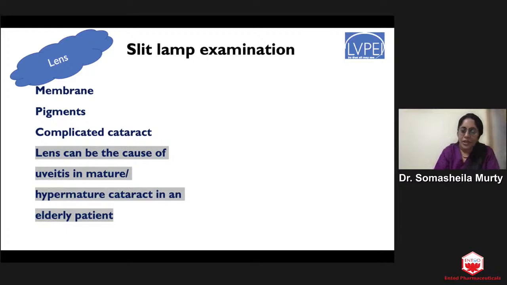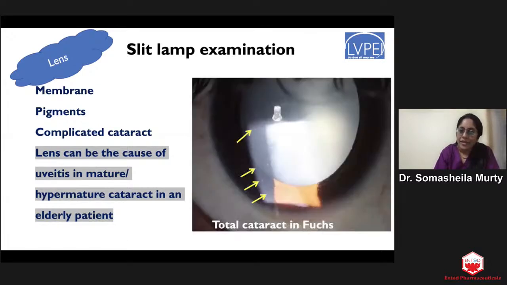If you have an elderly patient who walks in with a very angry, inflamed eye and has a more than total cataract, a hypomature cataract, it's most likely to be a lens-induced uveitis. And of course, you will start topical steroid, but you also have to schedule surgery for this patient. Whereas in all other cases, younger patients, you don't schedule them immediately for surgery when they have uveitis.